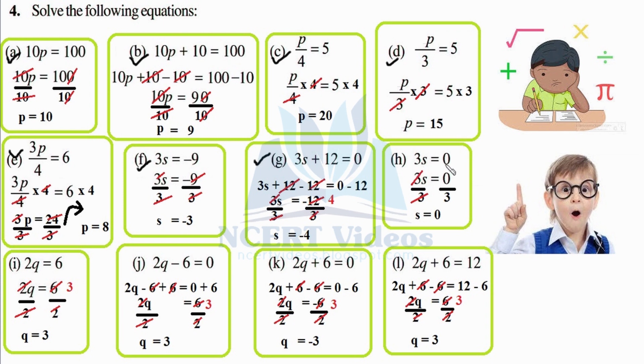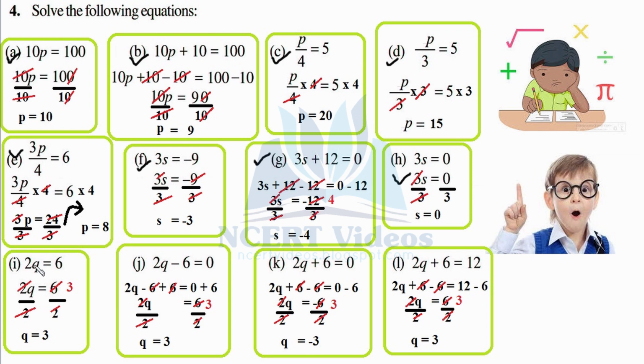H part, 3s equals 0. Getting multiplied, we'll have to introduce division by the same number. So we introduced it, 3 cancel, and we knew from our previous exercises, for any fraction, whenever 0 is in the numerator, it makes the whole fraction 0. So s equal to 0.